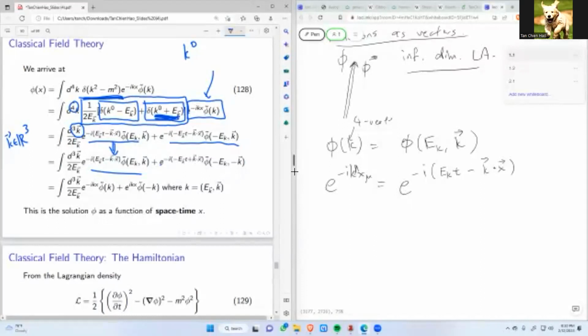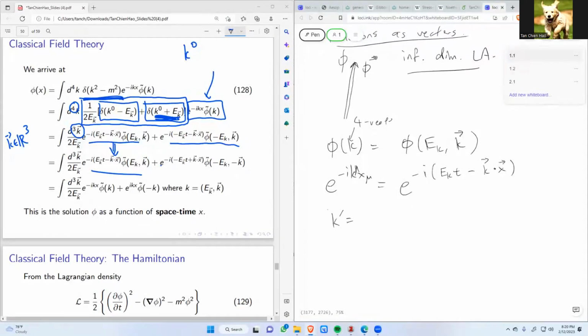I can essentially do the same trick as I did just now and write k prime equals minus k, and I integrate over that and then just relabel it. So it's as good as replacing vector k with minus k vector. That's what brings me from this step to this step.